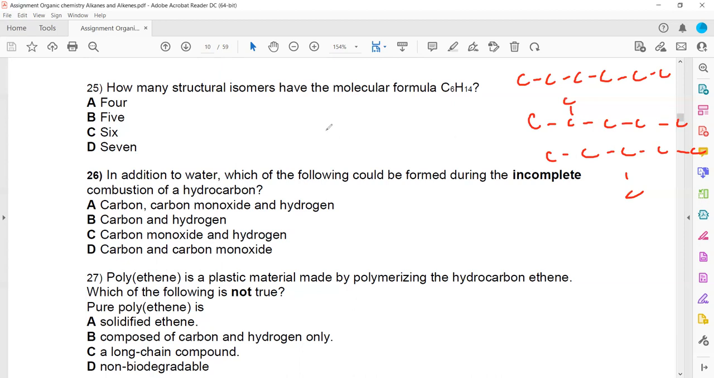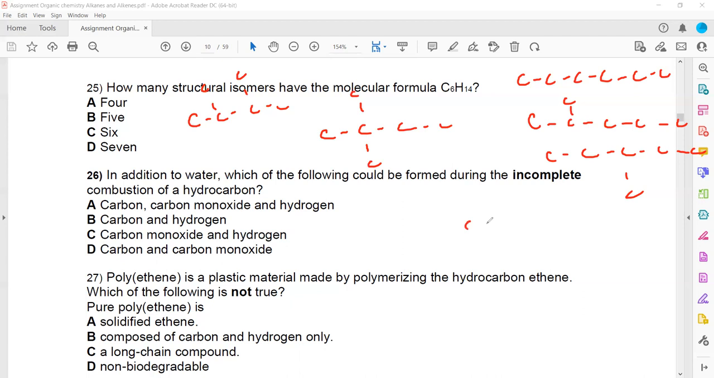Then we have 4 carbon atoms. Maybe 2 branches are attached to the same carbon, or we may have 4 carbon atoms with 2 branches attached to 2 different carbon atoms. Then we cannot do it for 3, like 1, 2, 3, 4, 5 are there.